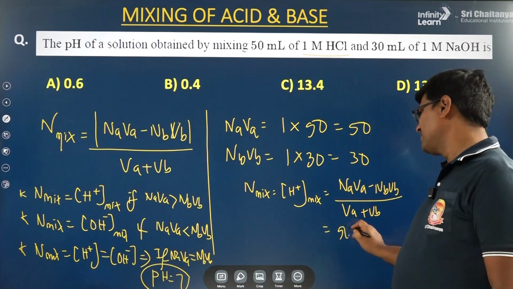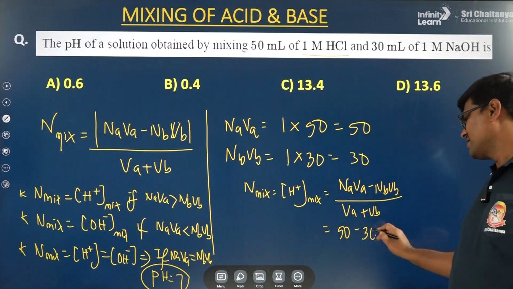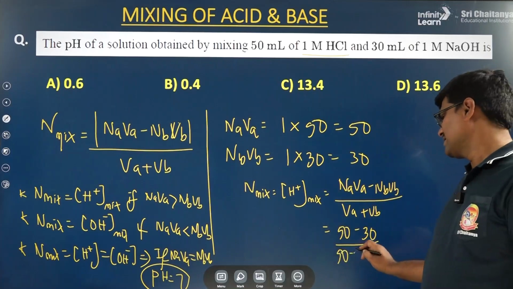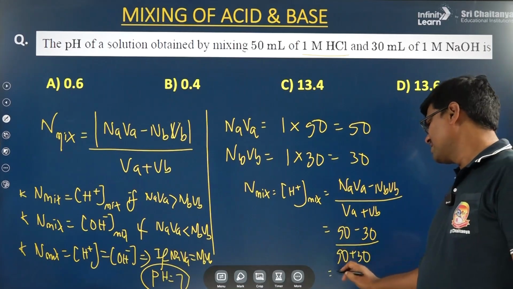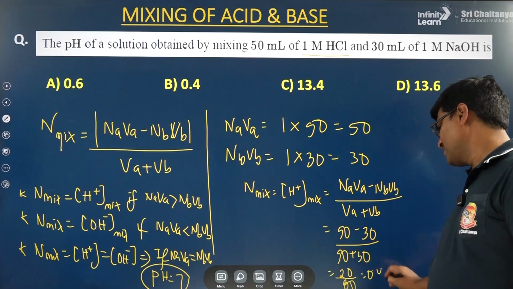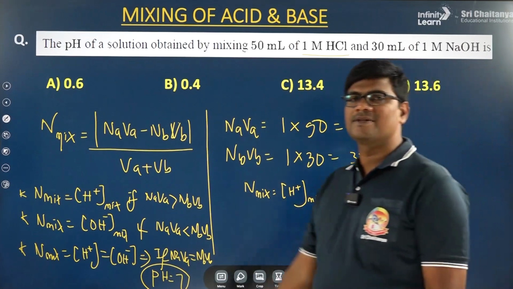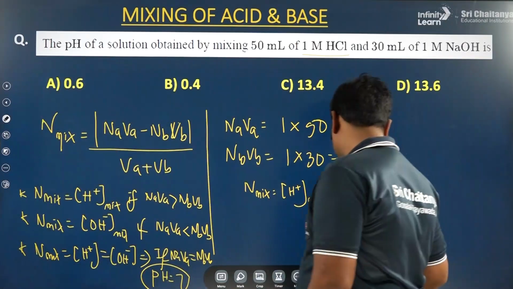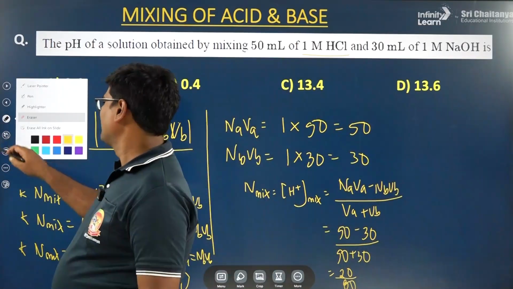NaVa is how much? 50. NBVB is how much? 30. What is Va plus Vb? That is 50 ml plus 30 ml. That is 20 divided by 80. What is 20 divided by 80? 0.4. So, we have got the H plus ion concentration in the mixture as 0.4, that is 1 by 4.